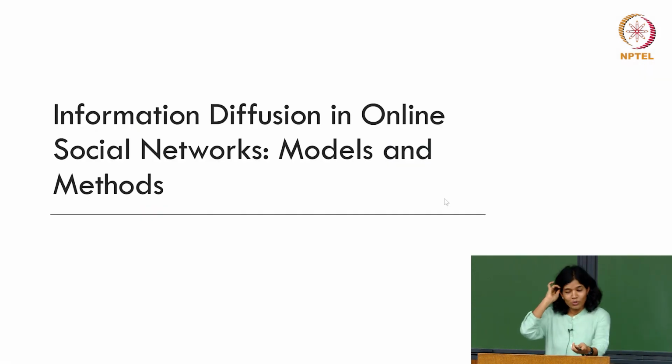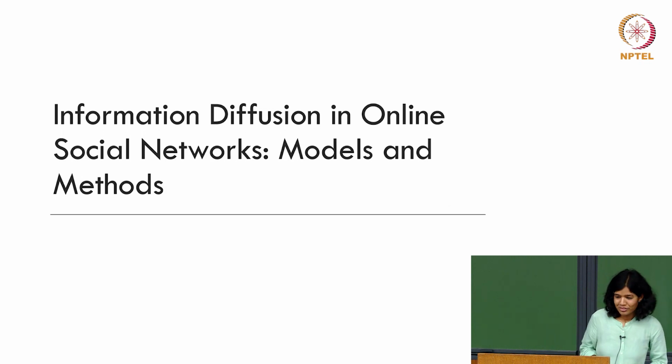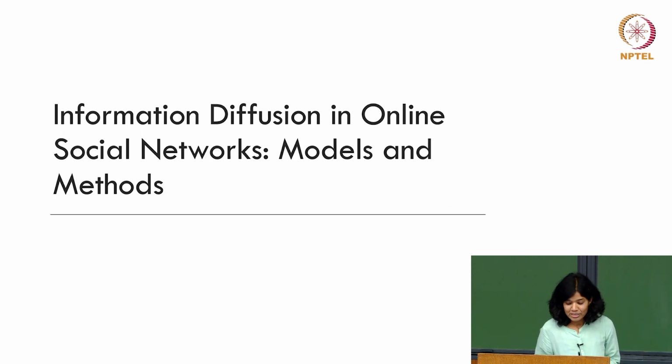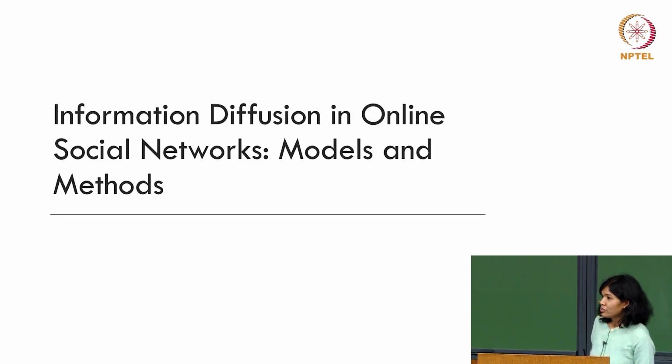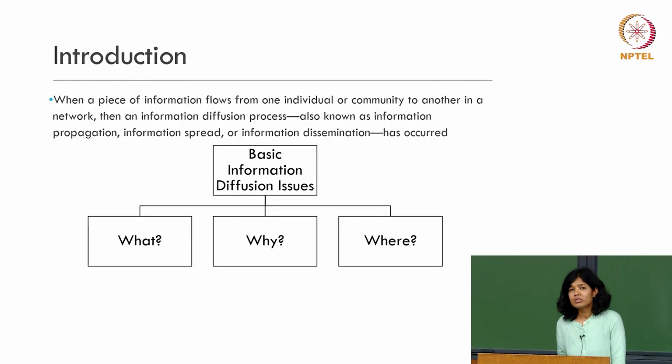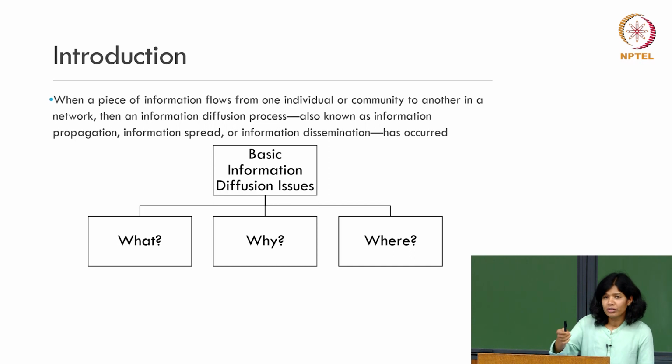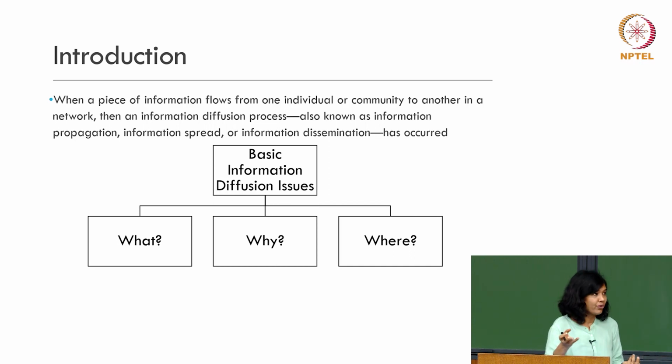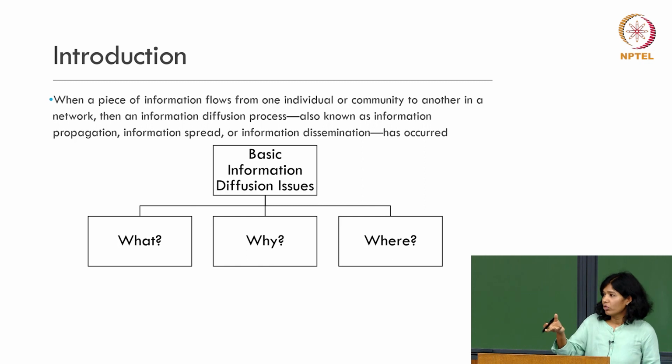A lot of people have already spoken about this topic, information diffusion in online social networks. So what is information diffusion? We all know a tweet going viral. That is information diffusion. If I post something, a video going viral, anything going viral on WhatsApp is information diffusion.